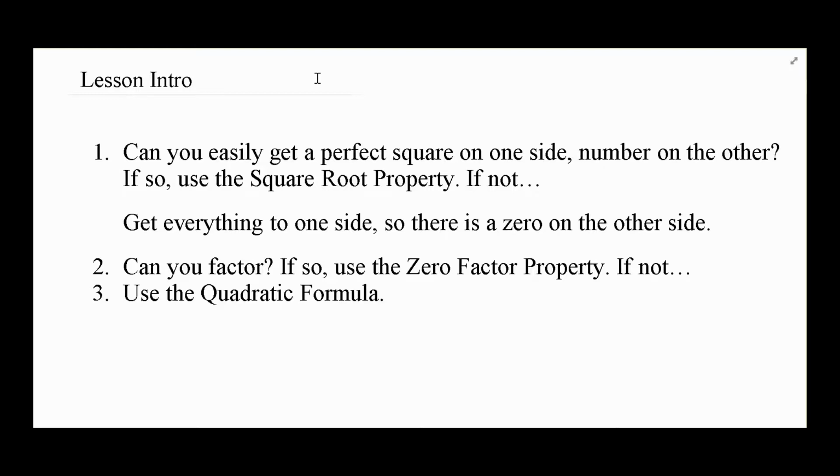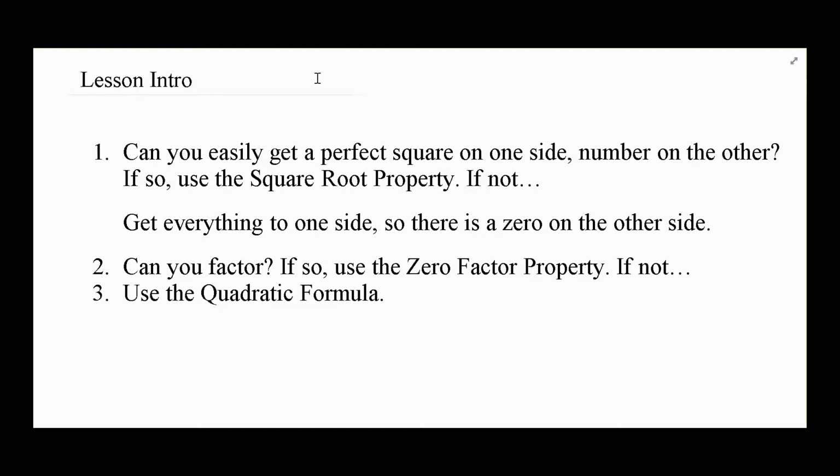Now, if you can't easily get a perfect square on one side and a number on the other, then you're going to fall back on one of the other two methods, and both of the other two methods require you to have everything on one side and a zero on the other side. So get everything to one side, so the other side is zero. Once you have that, try to factor. If you're able to factor, do so.